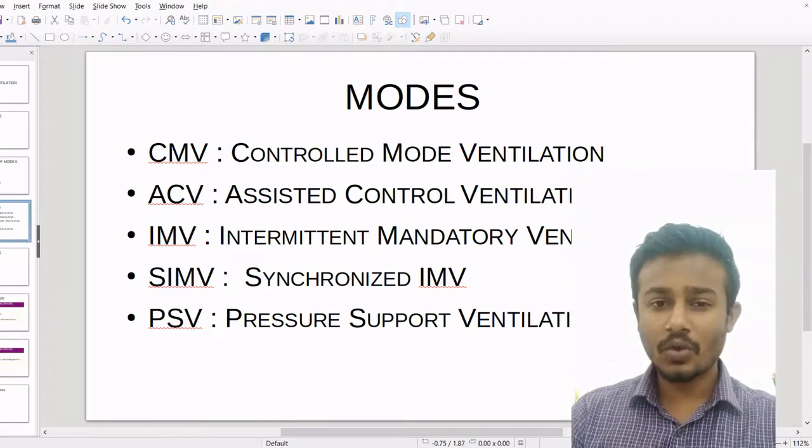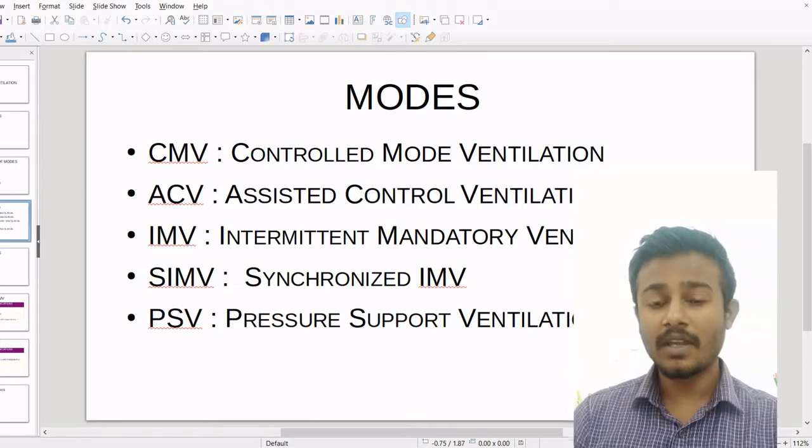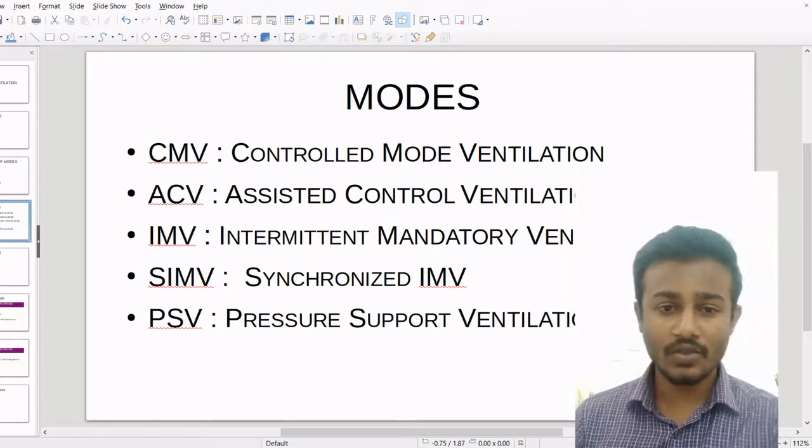Okay, so in total, if the patient takes 2 breaths spontaneously and you have 10 mandatory breaths because you have set the respiratory rate to 10, then in total you'll be having 12. Okay, 10 plus 2 spontaneous, so totally 12.